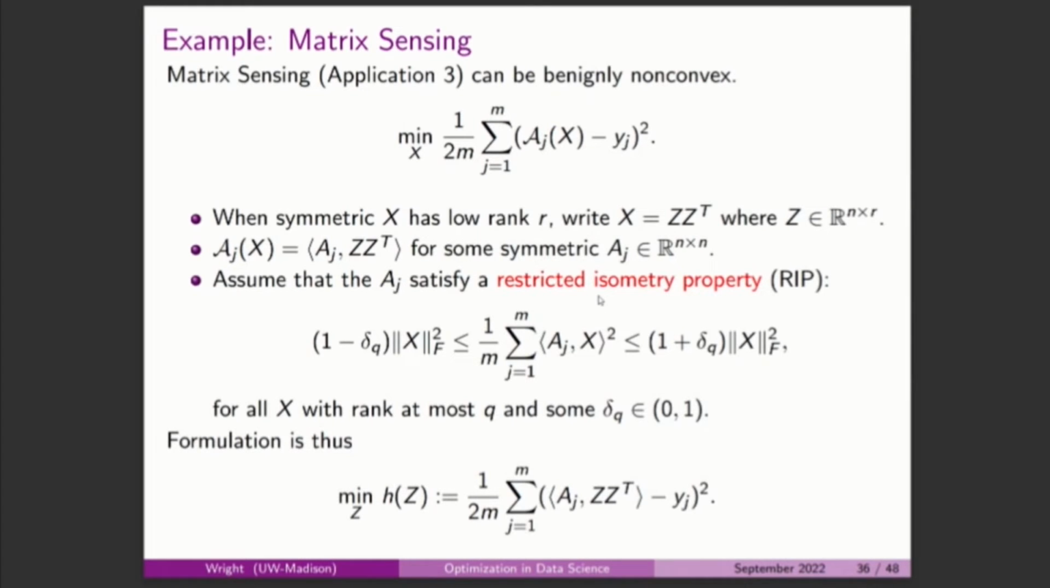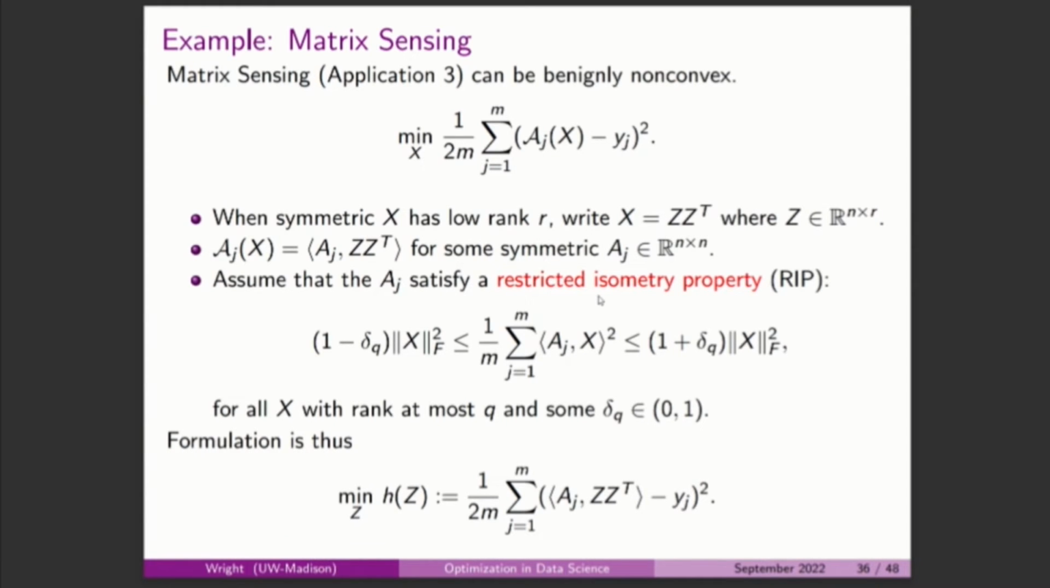Here's an example, which I'll just go through very quickly, of benign non-convexity that illustrates several of these properties. This is application 3 that we talked about earlier on. This is a symmetric version of that, where the matrix X is the outer product of a skinny matrix Z with itself. Now, you're making these observations that are captured by these operators AJ, okay? Now, if you assume that the AJs have the so-called restricted isometry property, which is satisfied, for example, if you're taking random linear combinations of the elements of X, you typically get this property being satisfied.